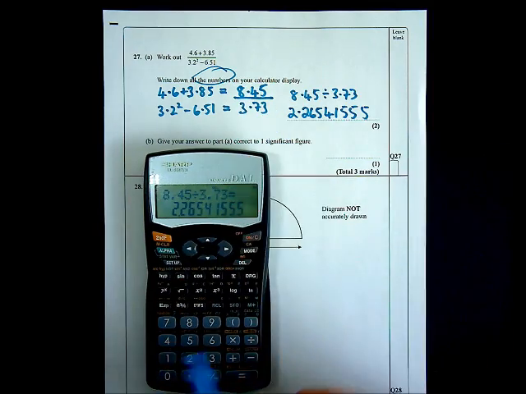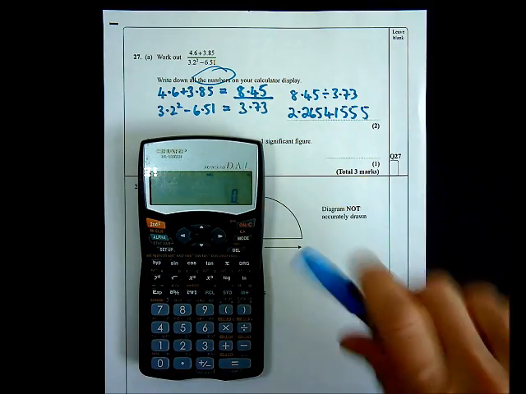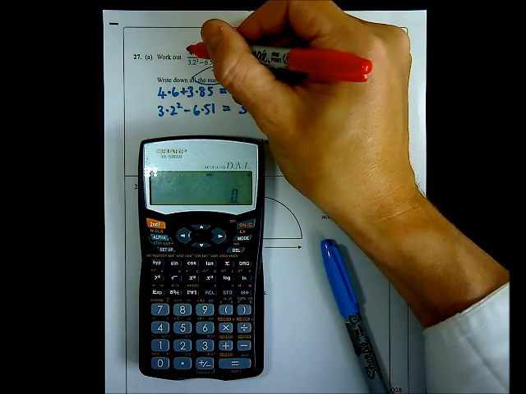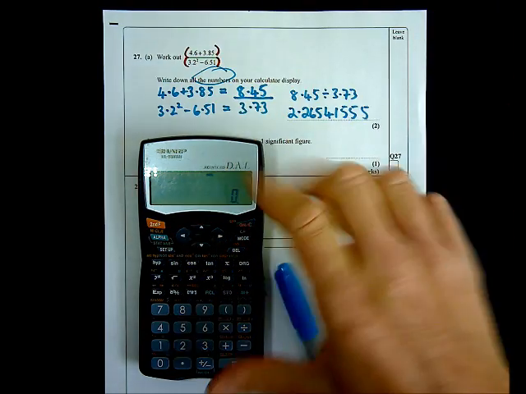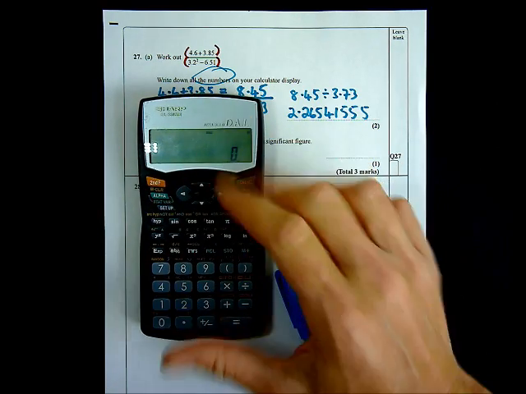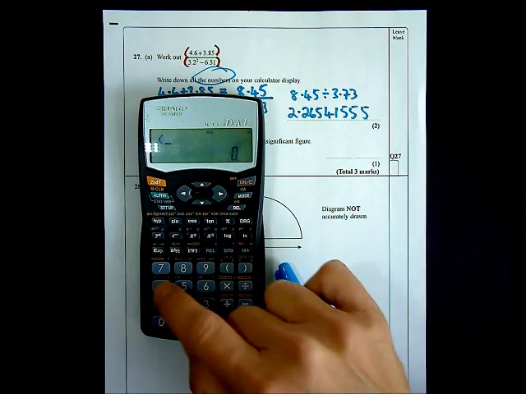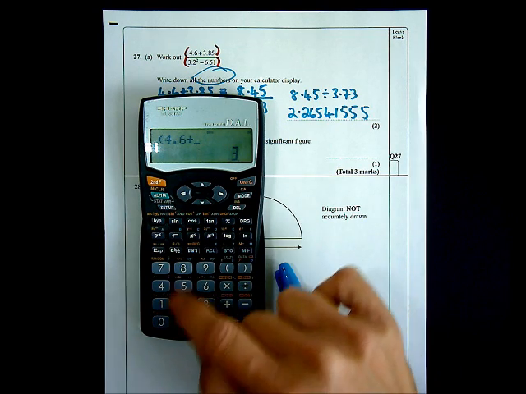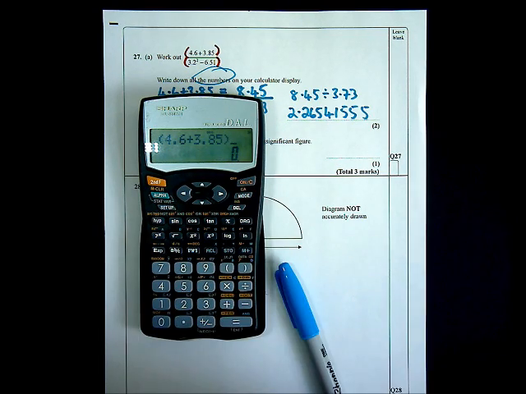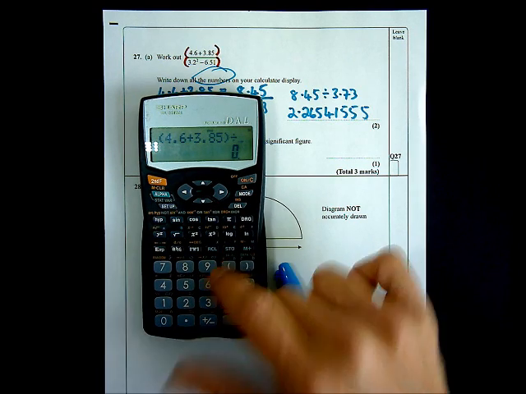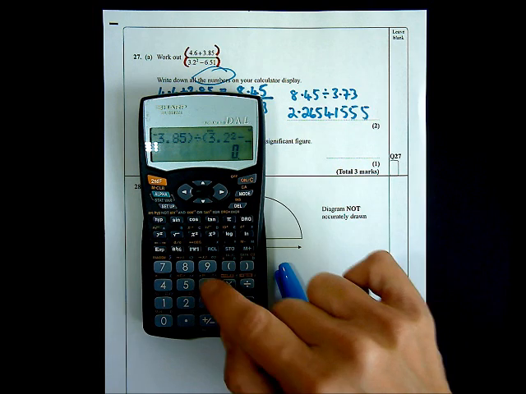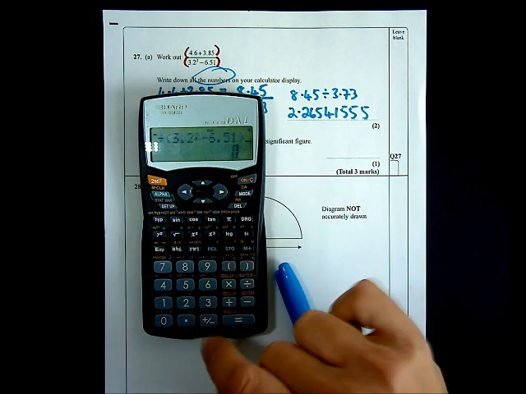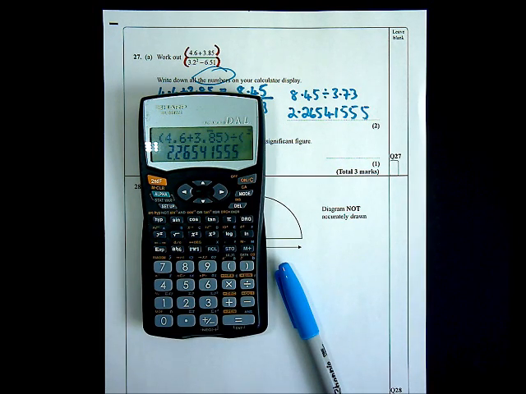The second way of doing it is to use your calculator and the brackets. So whenever a fraction is formed, there are brackets that appear on the top and on the bottom. We just don't write those in. So I can actually enter this on my calculator in one go if I put brackets at the start and then 4.6 add 3.85 and then close those brackets and divide that by and open the brackets on the bottom of the fraction, 3.2 squared, take away 6.51. And again I get the same answer. Either way is fine, it's worth doing it both ways just to check.